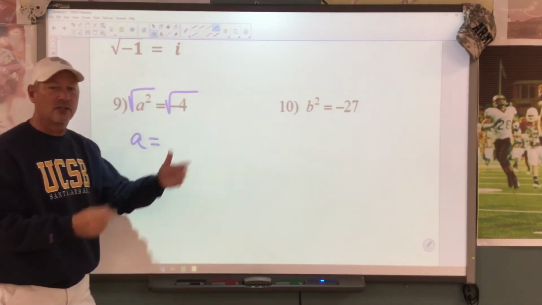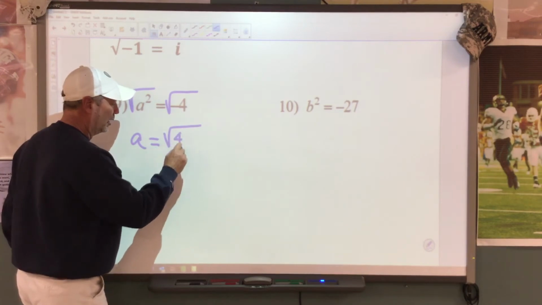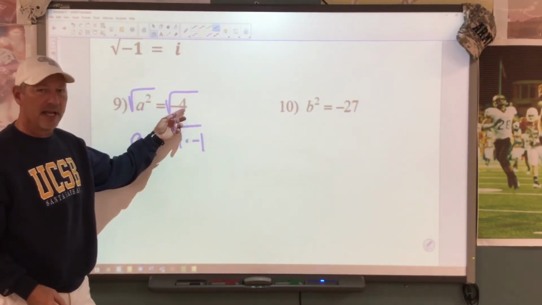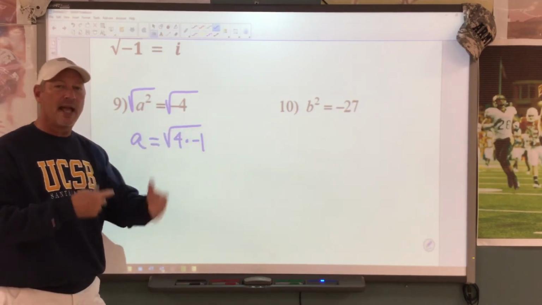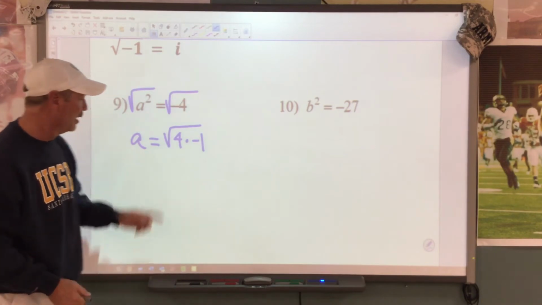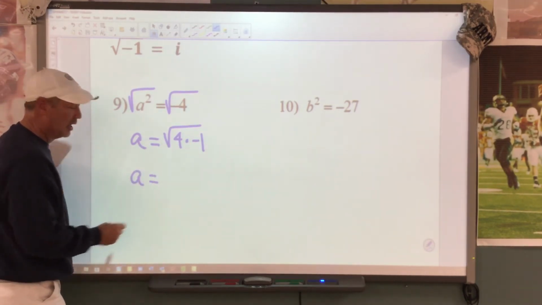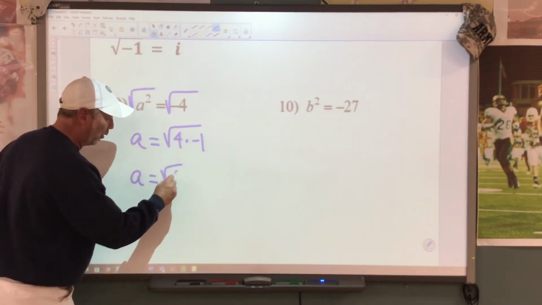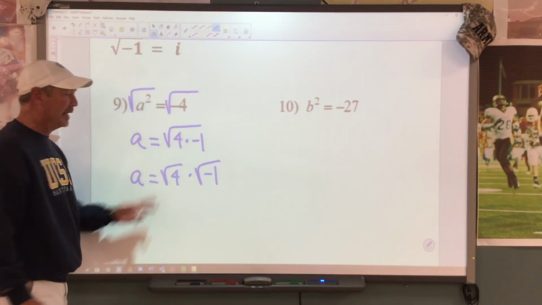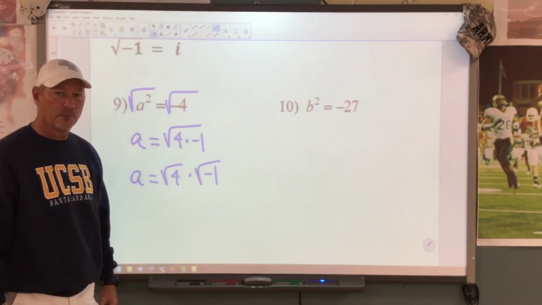Here, we're going to break this part. We're going to say this is the square root of 4 times negative 1. That's the equivalent of negative 4. You're not going to do this every time, but I'm showing you where this is coming from. We're going to split this apart, and we're going to say that a equals the square root of 4 times the square root of negative 1. We have the ability to split a radical if we need to.